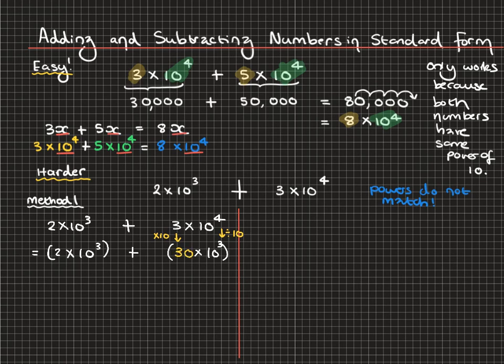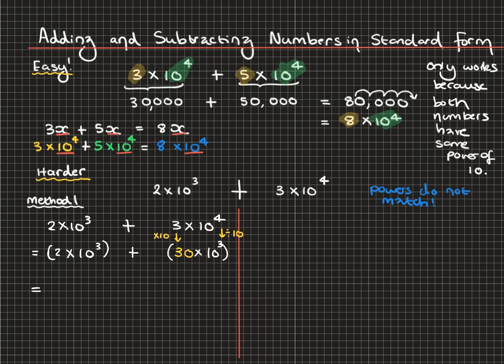Now, at this point, some of you might be saying, well, why are we allowed to do that? 30 times 10 to the 3 is not in standard form. And that's because 30, of course, is above 10. But it's okay, because we haven't finished yet. This is just a midpoint of the calculation, and at the end of the calculation, when we present our final answer, we can deal with this problem. So it's absolutely fine if in the middle of a calculation you end up with a number that's not in standard form, as long as you convert it at the end.